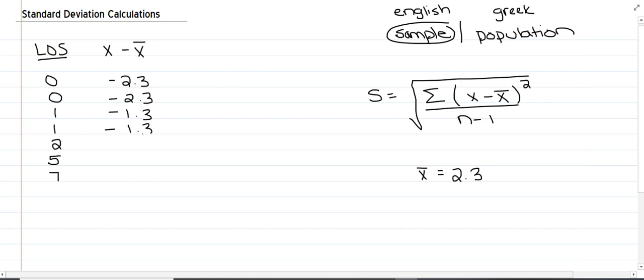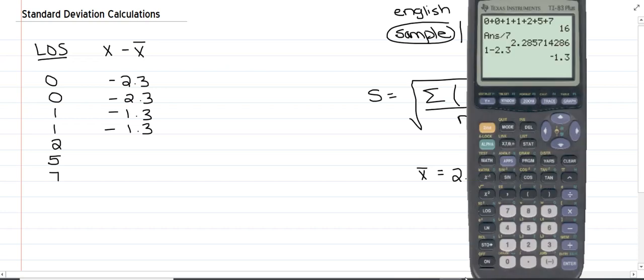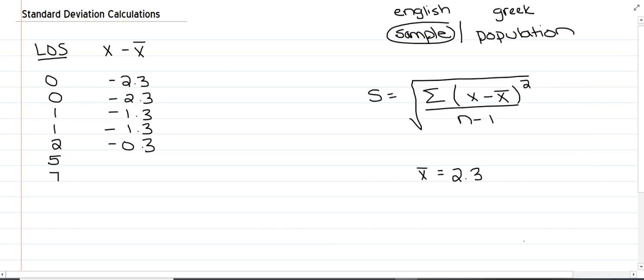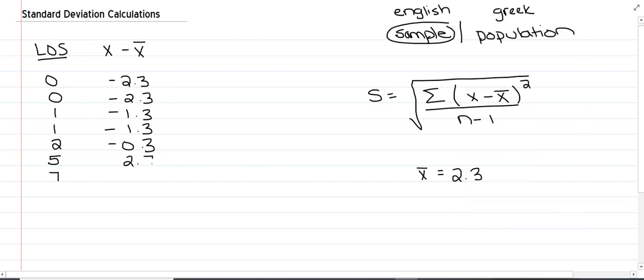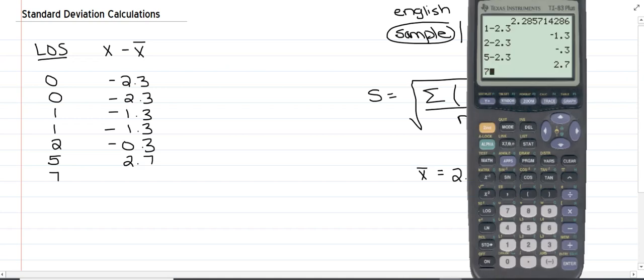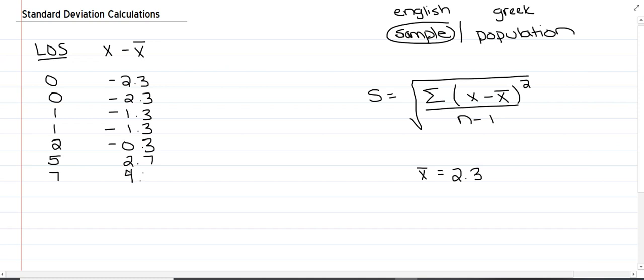Same thing right here. Then 2 minus 2.3 will give us a negative 0.3. Then we have 5 minus 2.3 will give us 2.7. And then 7 minus 2.3 will give us 4.7. Okay, so we have x minus x bar. Then what we want to do is we want to square these.